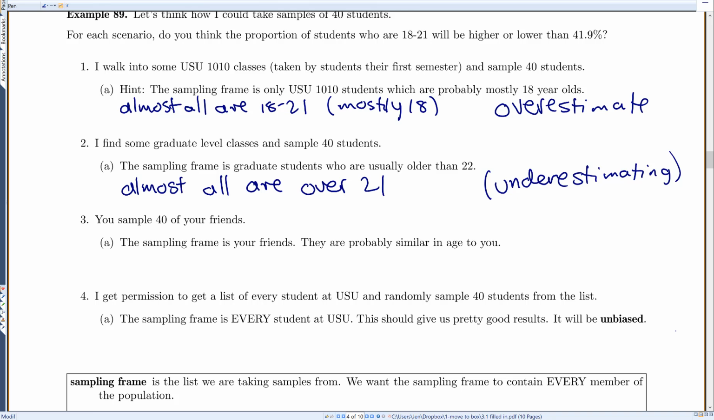Let's try this next one though. I get permission to get a list of every student at USU and randomly sample 40 students from the list. The sampling frame then is going to be every student at USU. So I write down the list of every student at USU. I have a computer pick out 40 students for me randomly. That should give me really good results. It will be unbiased.